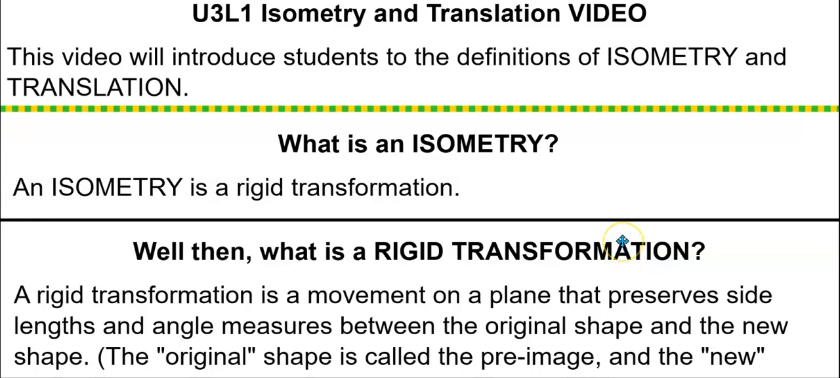Hey there, Patriots. So at the start of Unit 3 here, we're going to talk about isometries and translations. This first lesson is going to be all about translations. But to understand a translation, the first thing we need to understand is an isometry.